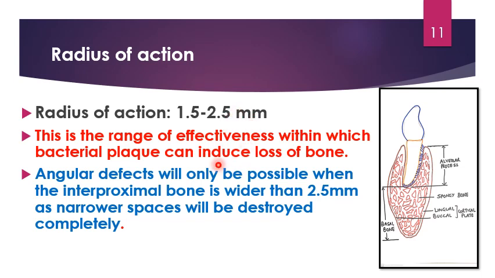Radius of action. This is a very important point clinically. Radius of action is the range of effectiveness within which the bacterial plaque can induce the loss of bone. It ranges from 1.5 to 2.5 mm. This means if the bone is thinner than 1.5 mm, then what will happen? The total loss of bone will occur and there will be horizontal bone loss. And if it is wider than 2.5 mm, angular defects will occur, as the narrow spaces will be destroyed completely and wider spaces will see angular defects.